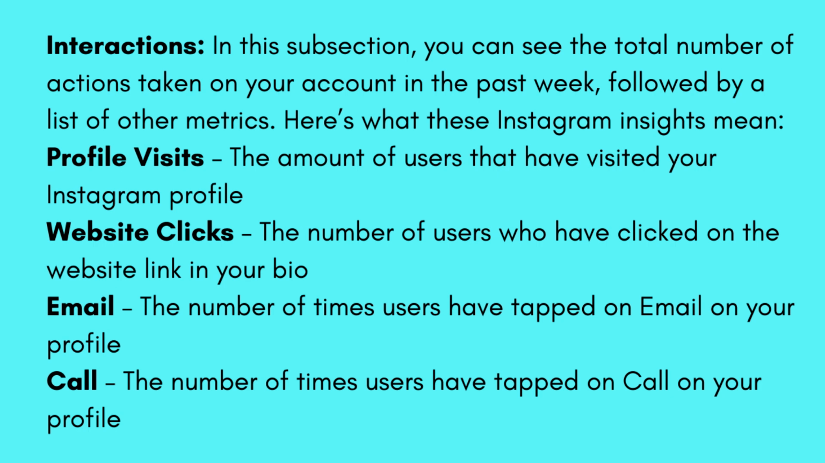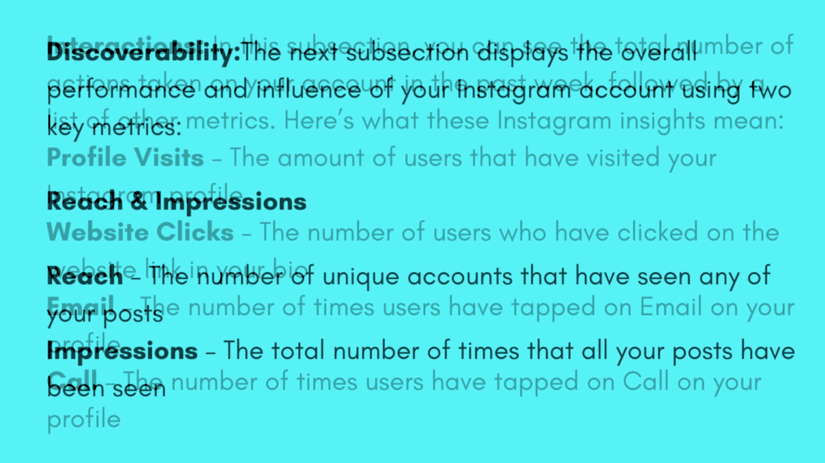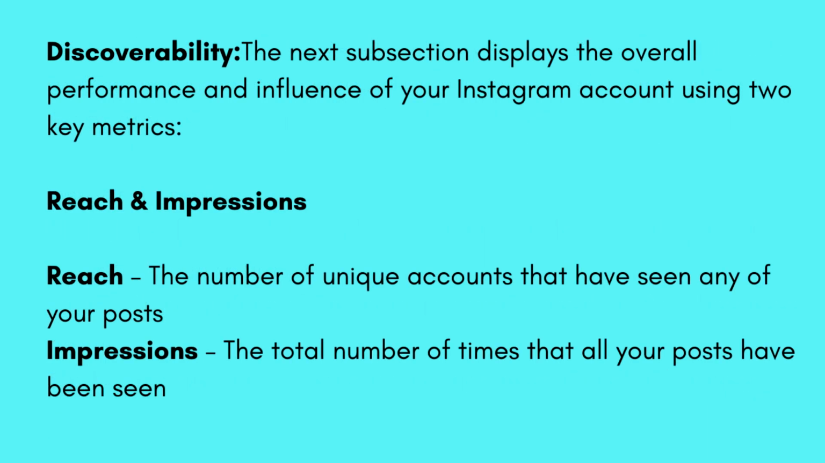The first one that we are going to talk about is impressions. Impressions is the number of times your post or your story was seen. So this could be one person seeing it multiple times.